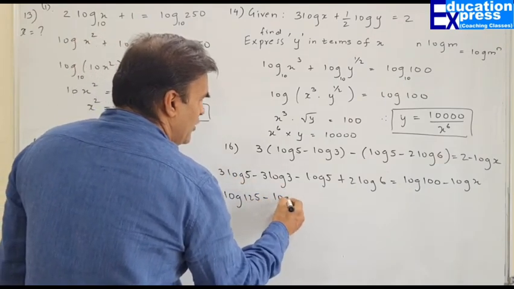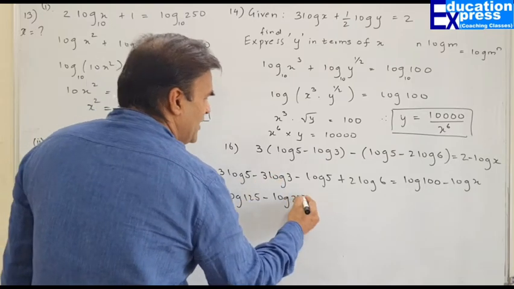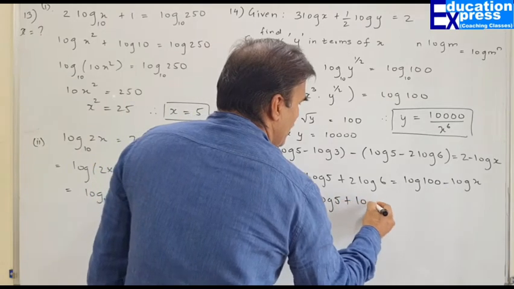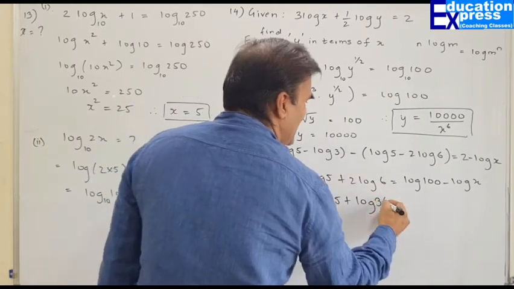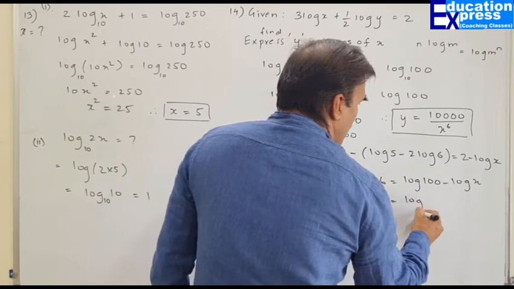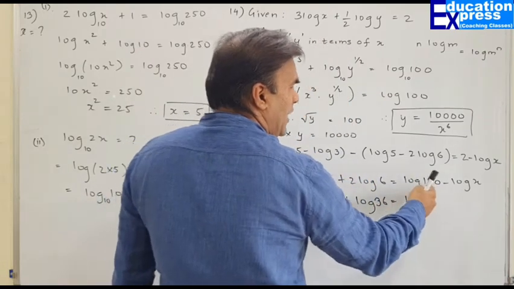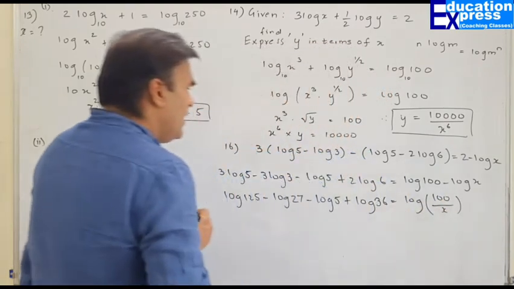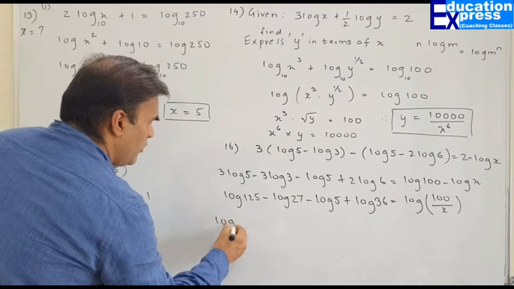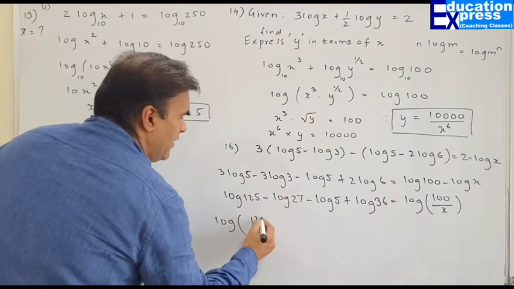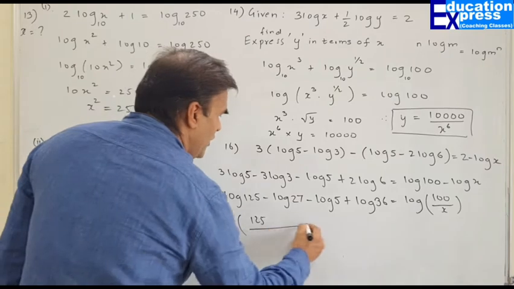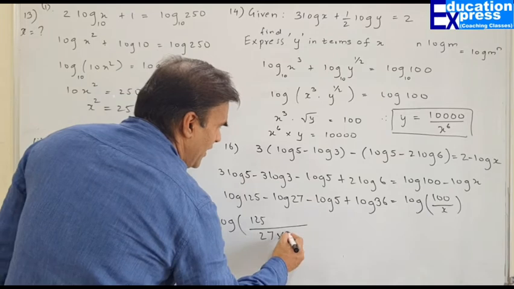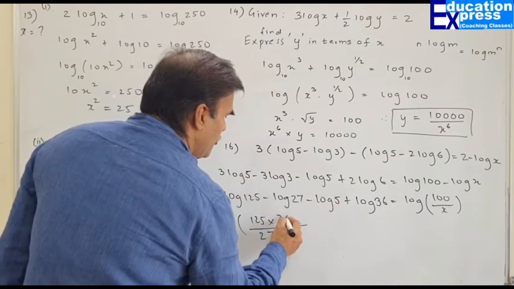This can be written as log of 3 raised to 3, that's 27, minus log of 5 plus log of 6 square, that's 36, is equal to log of, I hope you remember, log a minus log b is log a upon b. Similarly over here, log of 125. Because it is minus, it will go in the denominator. Divide by 27. Minus, so again it will go in the denominator. Plus, so it will come in the numerator.